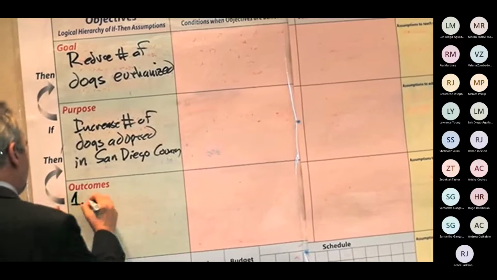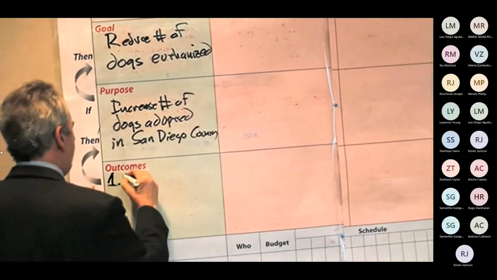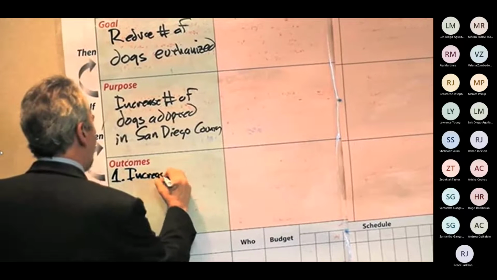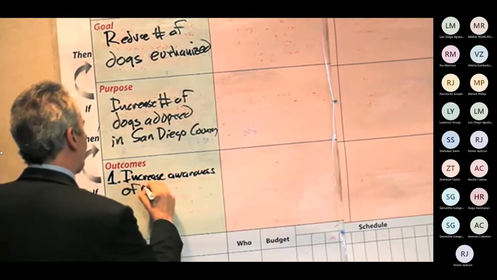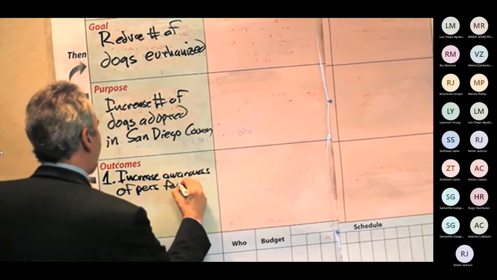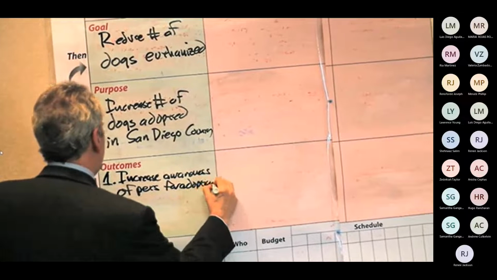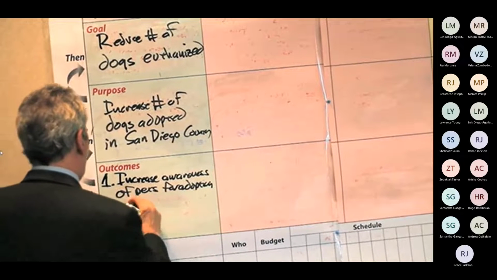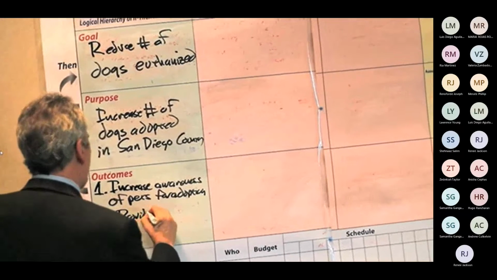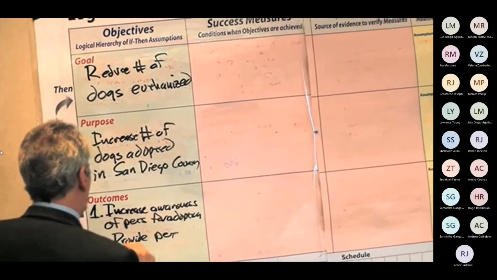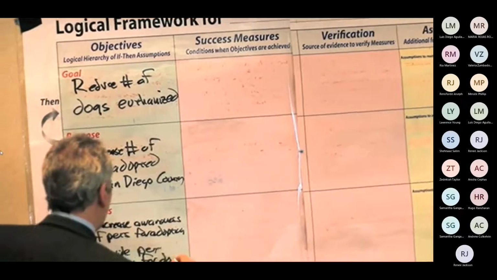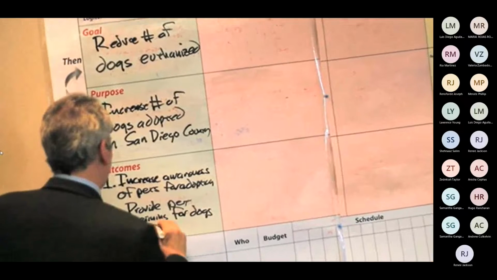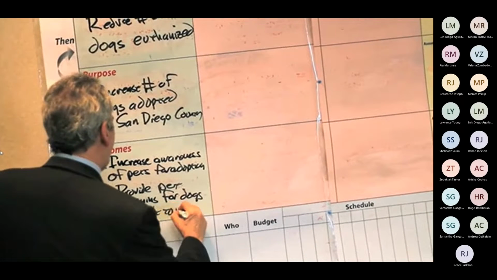Okay, and another one? Increase awareness of pets that are available for adoption. Okay, let me start with that. Increase awareness of pets for adoption. And the second one was, again? Provide pet training for dogs that are difficult to place. Provide pet training for dogs difficult to place. Okay, what we've done, we've established a hierarchy of objectives.